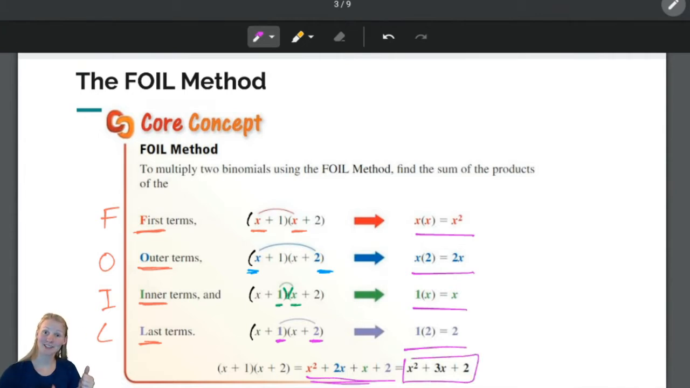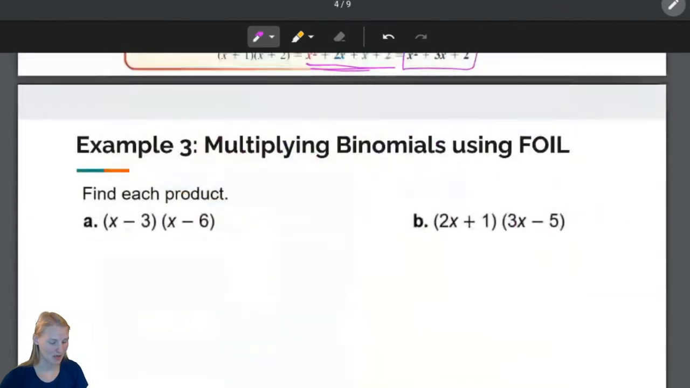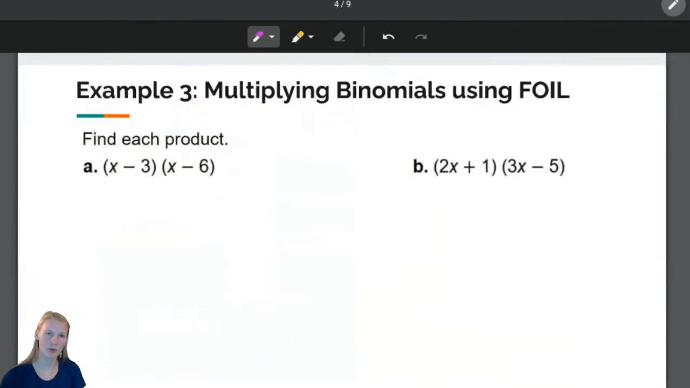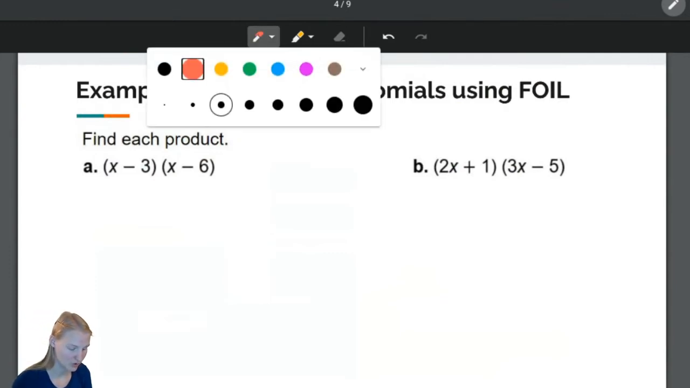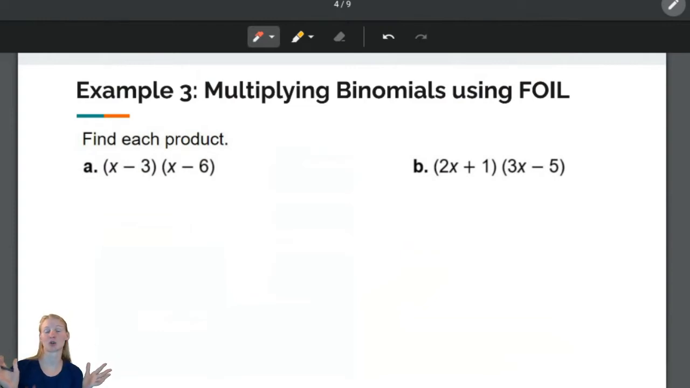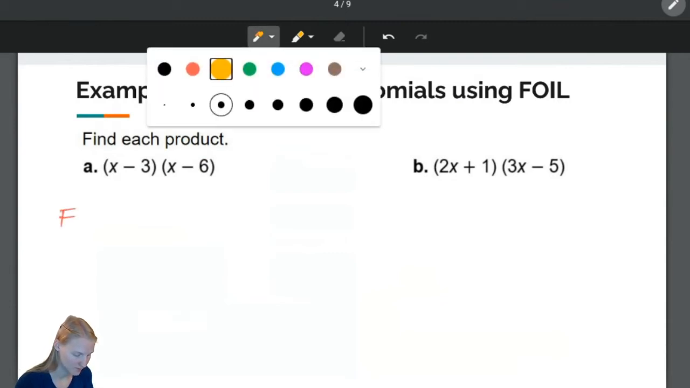So, let's see an example. We have 2 examples, and then I'm going to give you some time to try it on your own. So, multiplying binomials using FOIL. I am a big color coder. You might have noticed this by now. But we are going to do our FOIL acronym, and we're going to color code it.